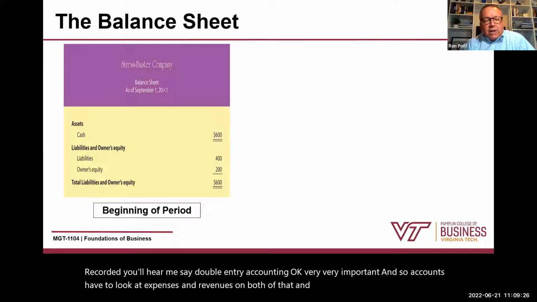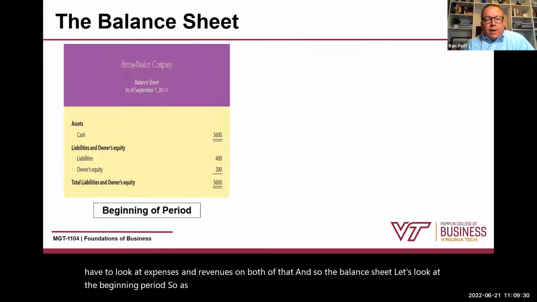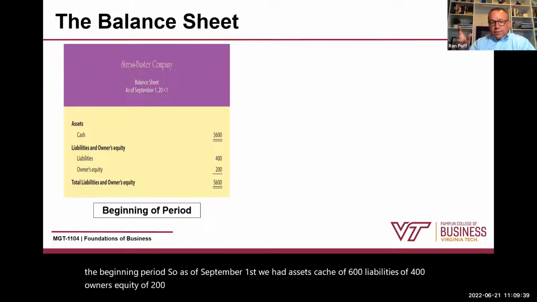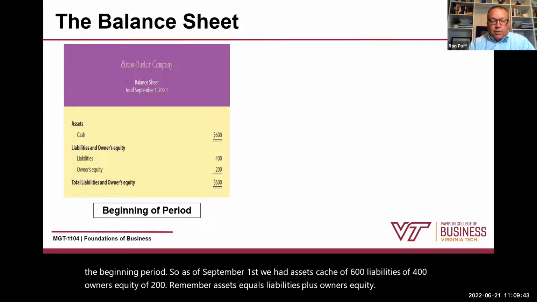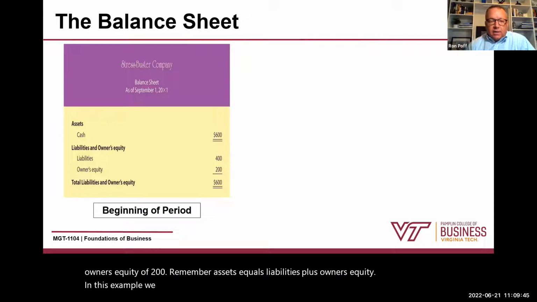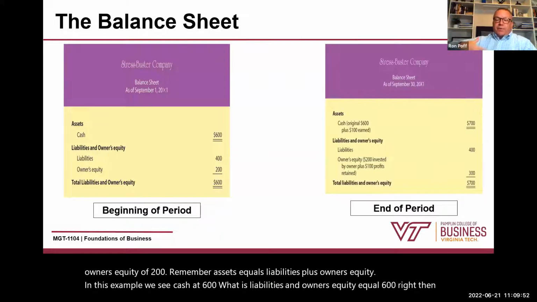And so the balance sheet, let's look at the beginning period. As of September 1st, we had assets, cash of 600, liabilities of 400, owner's equity of 200. Remember, assets equals liabilities plus owner's equity. In this example, we see cash at 600. What does liabilities and owner's equity equal? 600, right?